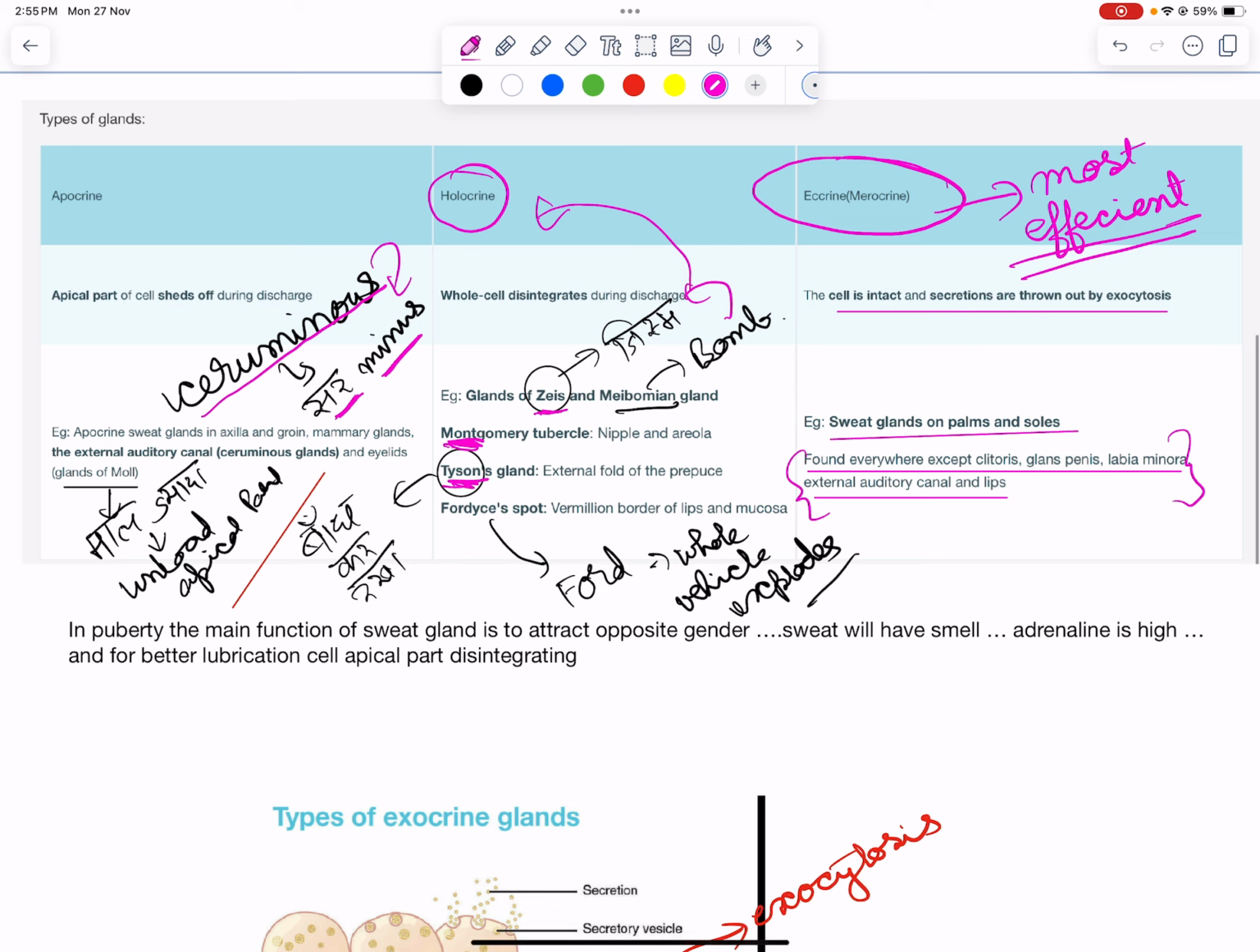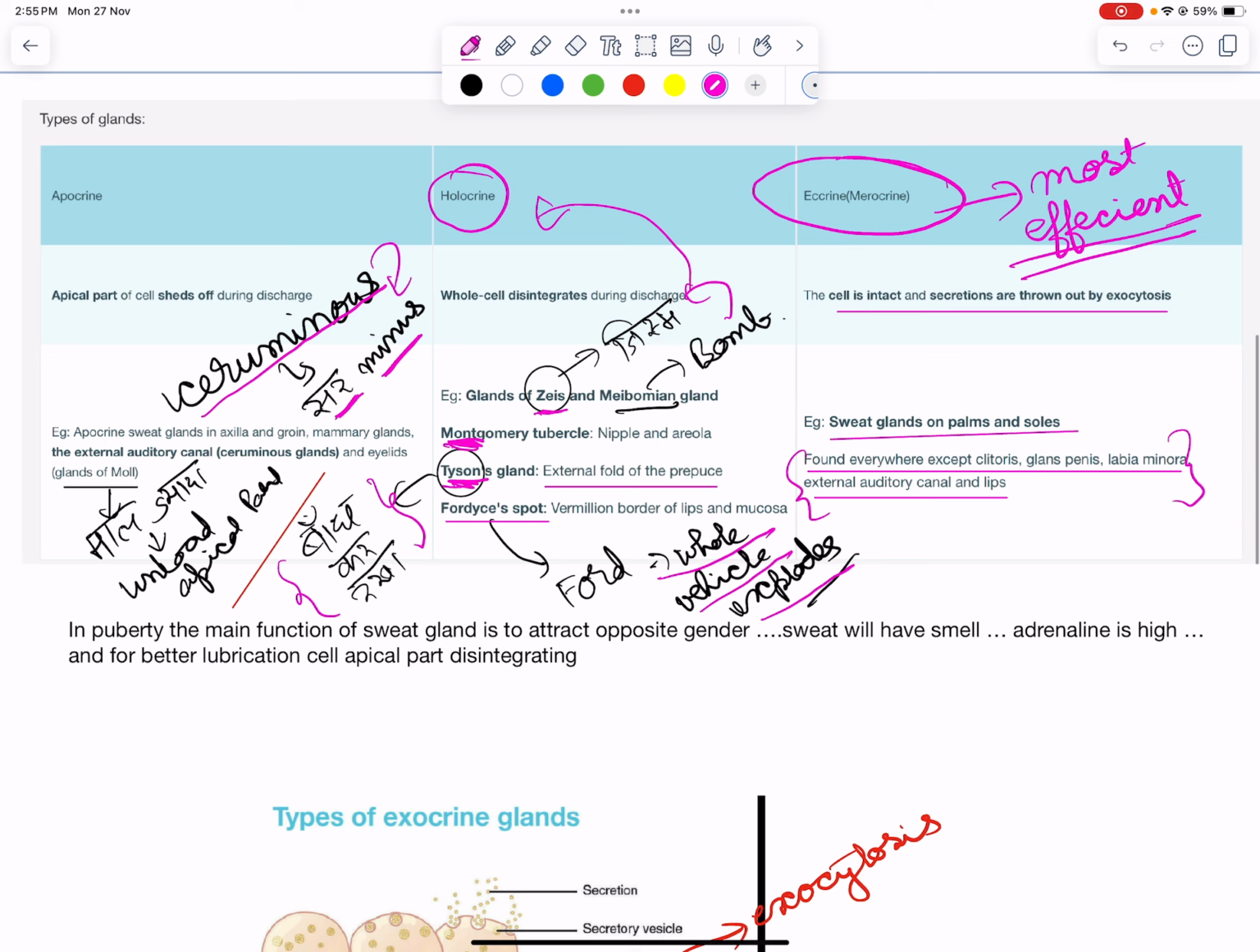Now here we have to remember that the sun is tying himself. I have controlled myself with great difficulty, but once there is a stimulus in the external fold of prepuce, then nobody can stop him. So you can remember Tyson is somebody who has been tied down, but on the slightest provocation it would explode itself. And for Fordyce spots, you have to remember that Ford, if it explodes, then definitely it's the whole vehicle exploding.